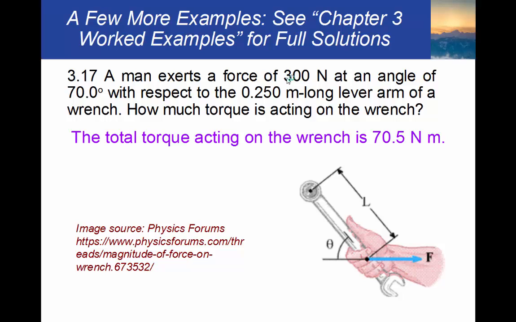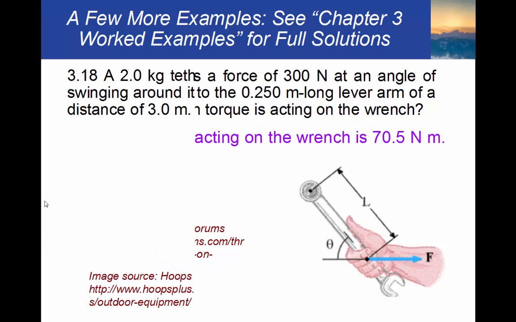So we should probably round that off to 3 significant figures, assuming that this 300, all the zeros are significant. Then it's 70.5 newton meters.